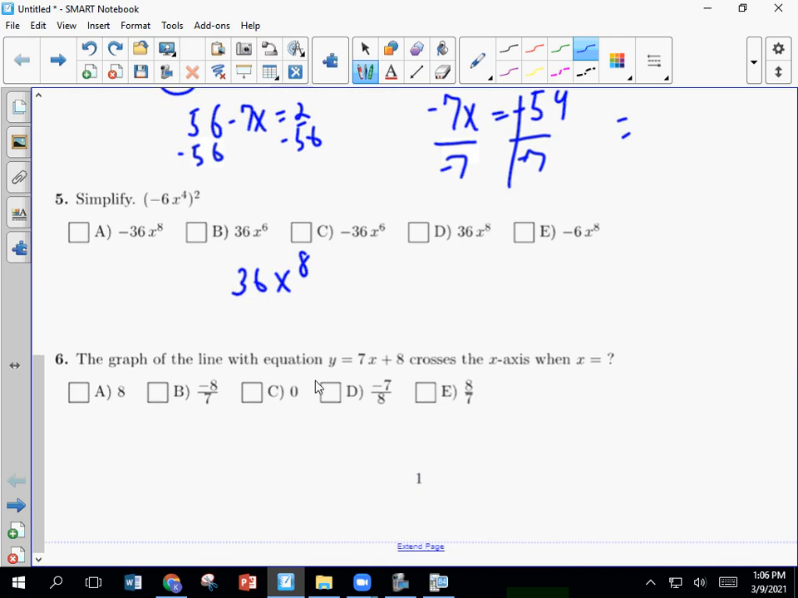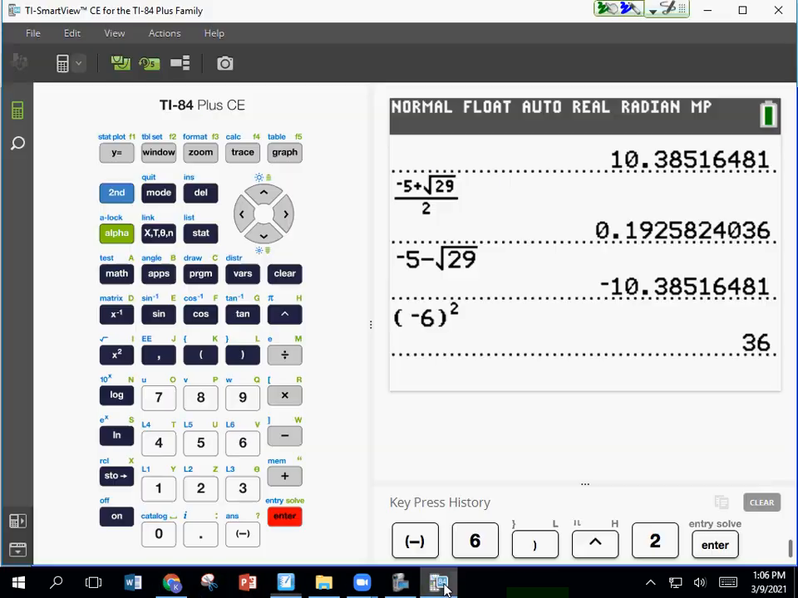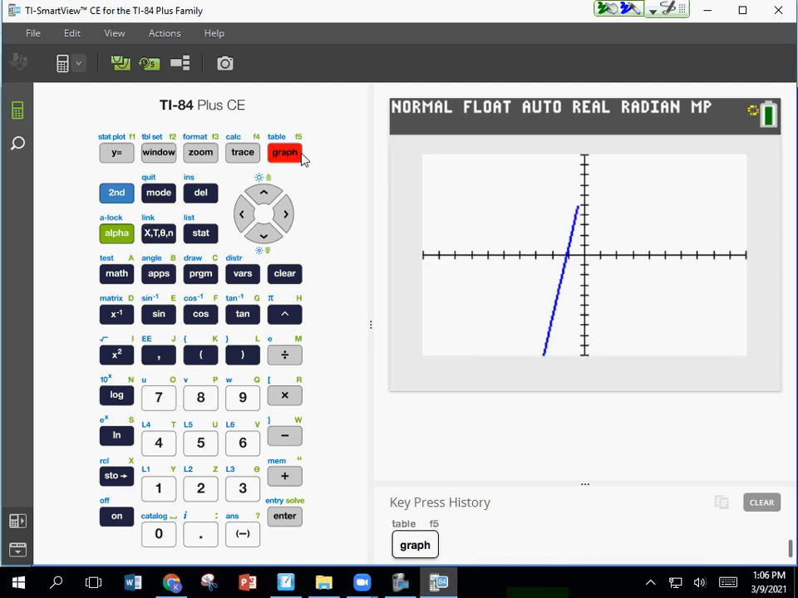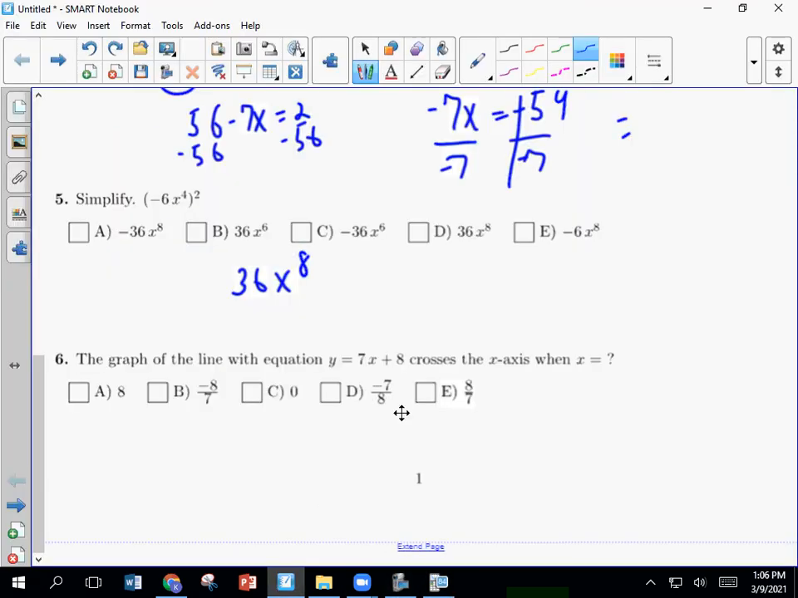All right. The graph of the line of the equation y equals 7x plus 8 crosses the x-axis when. All right. So we're going to go back to the graphing. So y equals 7x plus 8. Graph. So I look here at my line again. It's negative 1 point something. So let's look first of all at all my answers. Positive, that can't be an option. Positive, positive. So these two are my only options.